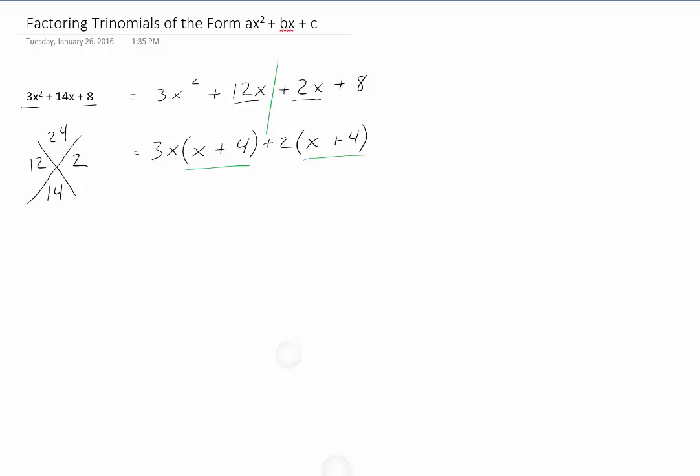And so I can factor that out just like I have previously with factoring by grouping. So I can factor out x plus 4. And left over from the first term, if I pull out the x plus 4, then just the 3x is going to be left over from that one. And from the second term, if I pull out x plus 4, just the 2 is left over. And now I have the polynomial factored.